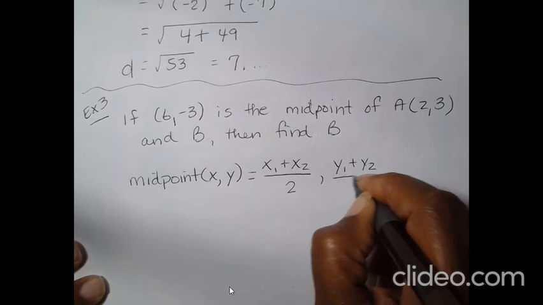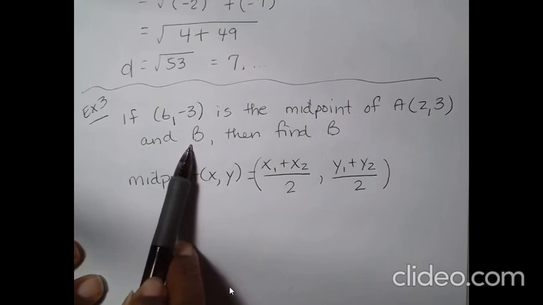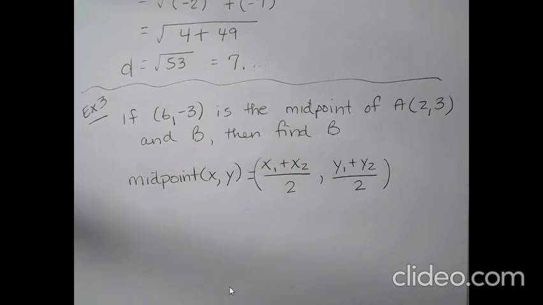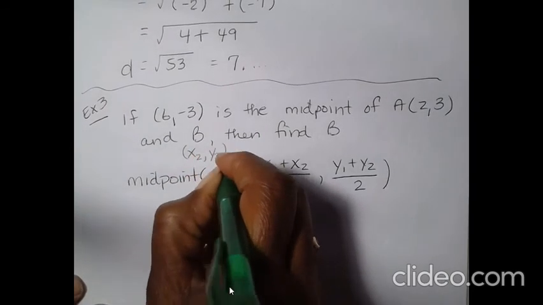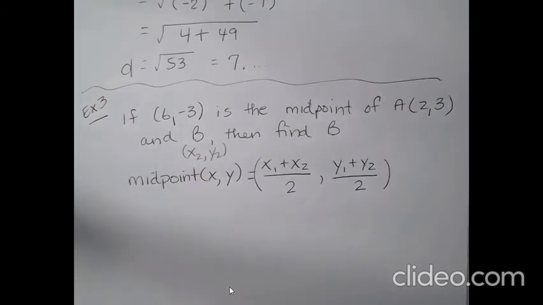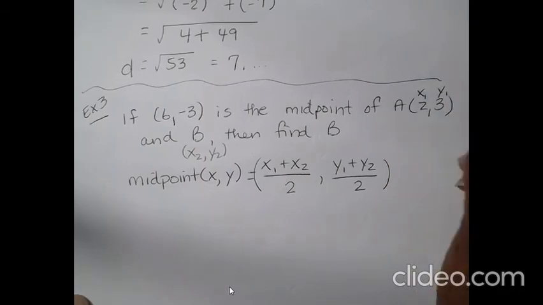Okay, so for point B, we don't know the x and the y. So let's just call these coordinates x2 and y2, since we don't know what they are. And the A coordinates can be x1 and y1.